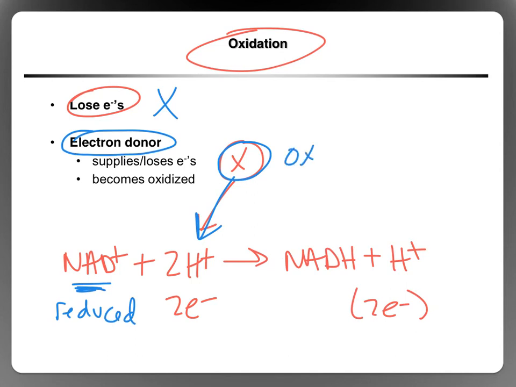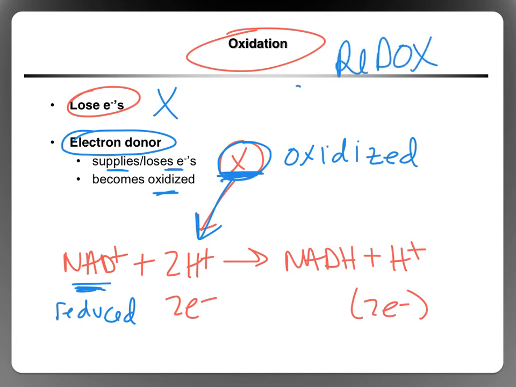X was oxidized. Okay, so the substrate that donates its electrons becomes oxidized. So it's the supplier of electrons. It loses electrons, and in the process, it becomes oxidized. So we have a redox reaction.